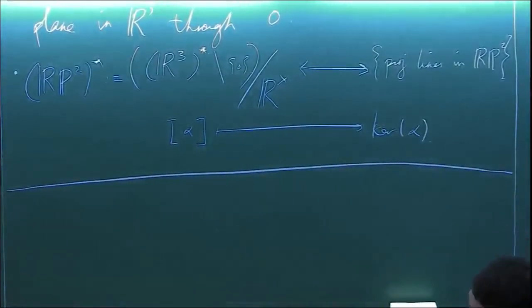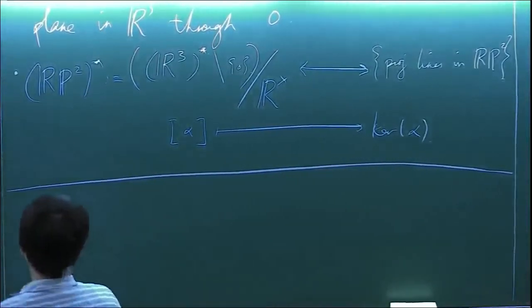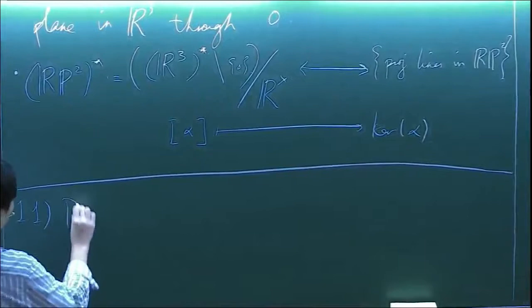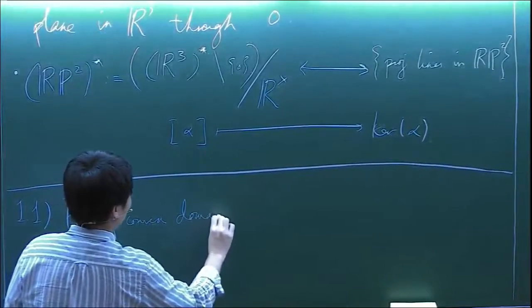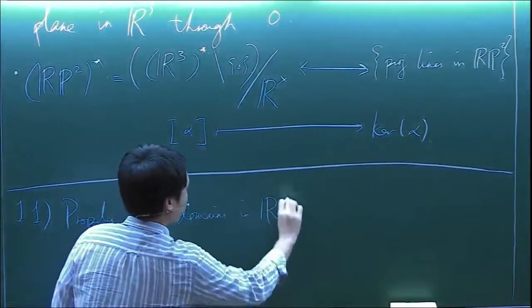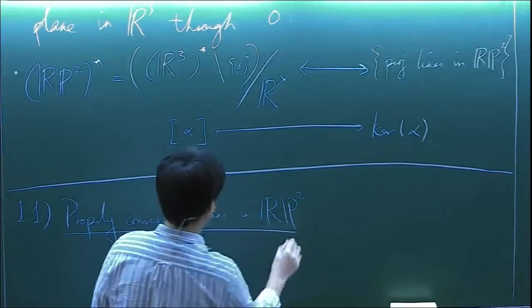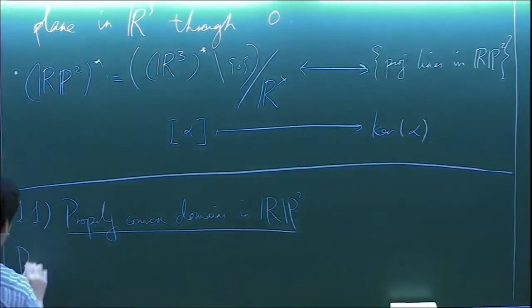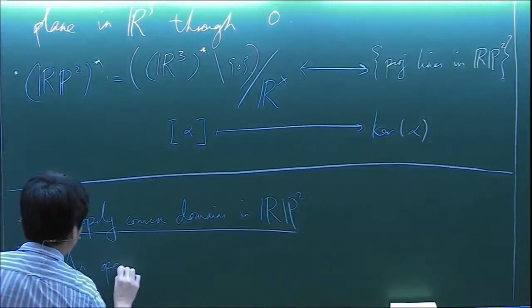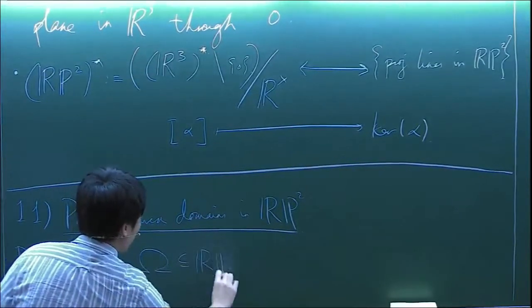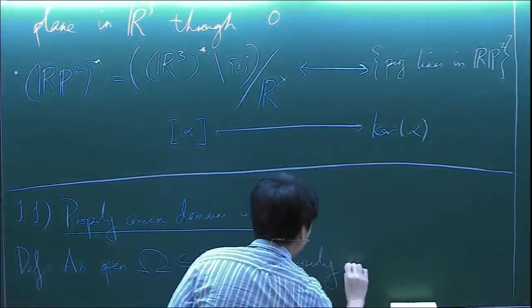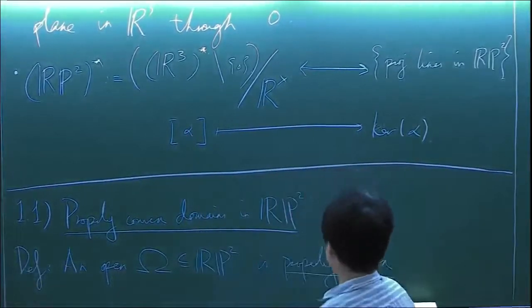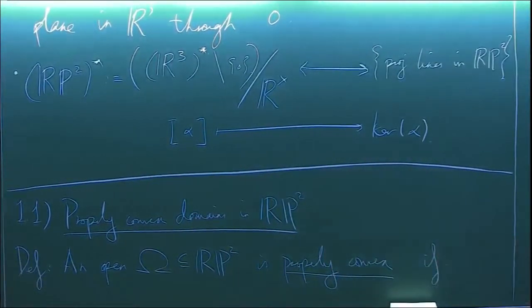So these are the basic things we need. Now, to talk about convex projective surfaces, I first need to tell you what properly convex domains in RP2 are, and some related structure there. So, definition: an open set omega inside of RP2 is properly convex if the following two conditions hold.